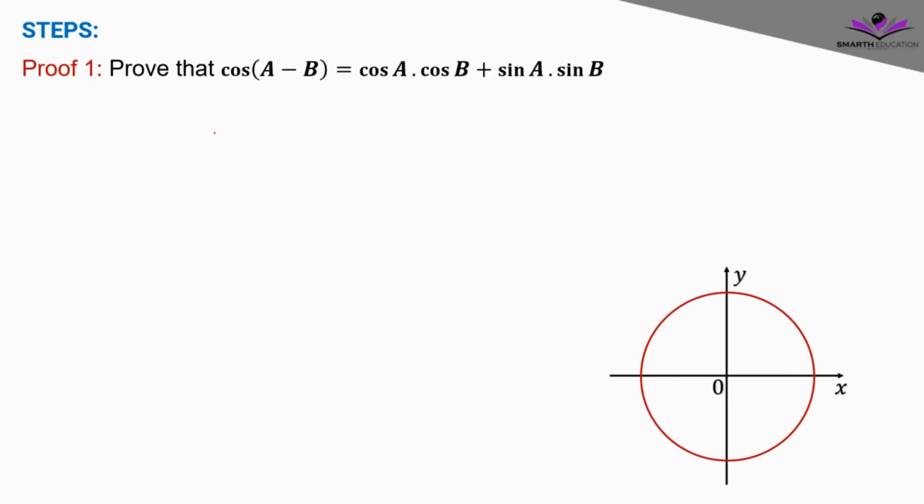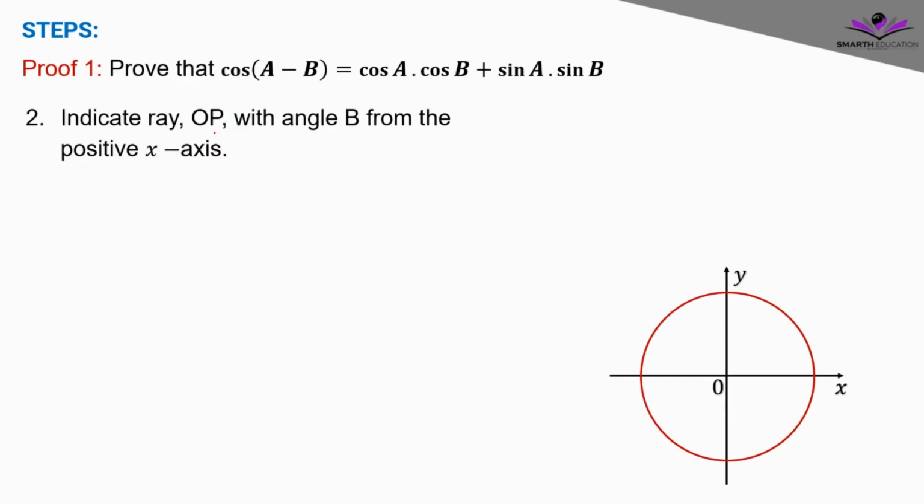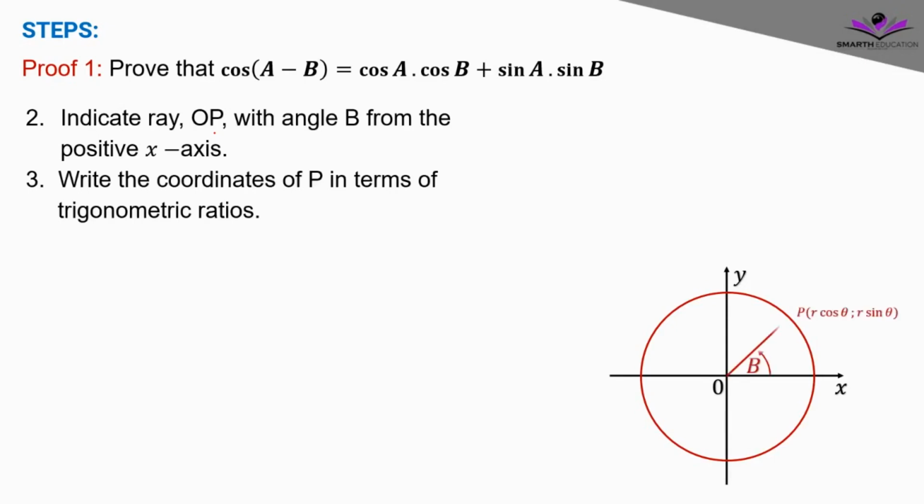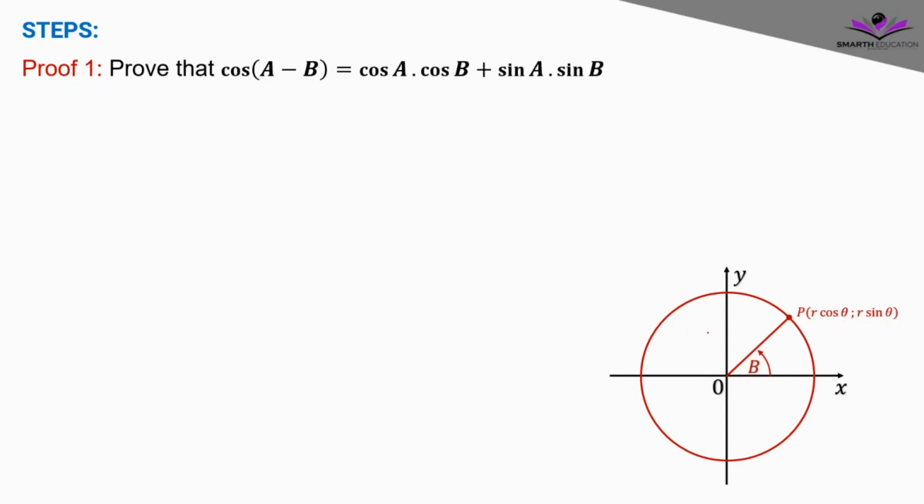Then after that, you indicate ray OP with angle B from the positive x-axis. Remember we said we measure angles anti-clockwise from the positive x-axis. So you write the coordinates of P. We've talked about this, how we write the coordinates. We can write the coordinates x and y in terms of trigonometric ratios like this. So this is our ray OP. Remember, we want to prove cos A minus B, so we're going to use A and B for our angles. So we've constructed the first ray. And then we go to the next one.